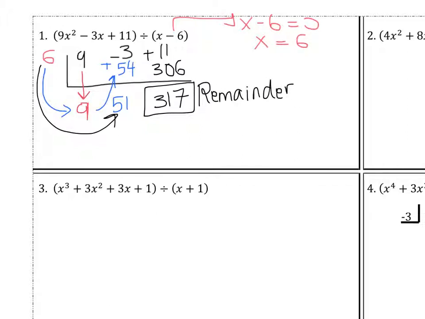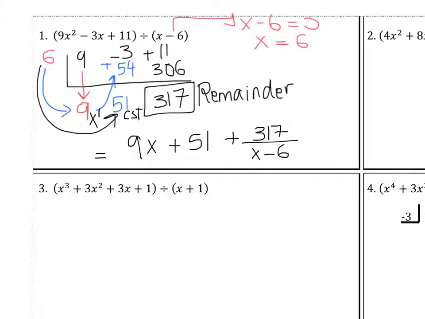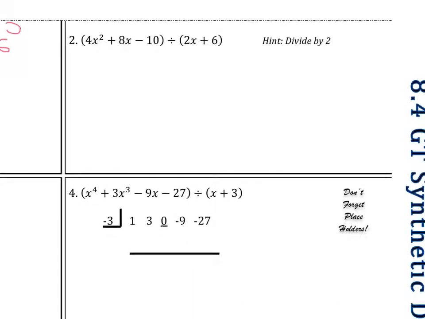So in this case, x minus 6 is not a factor since the remainder is not 0. Now, how do you write this down? Remember, every time you divide, the degree is going to go down by 1. The degree in here is power 2, so the degree of my answer is going to go down 1 and become power 1. So that's going to be x to the power 1, and then your constant. So your answer is going to be 9x plus 51 plus the remainder over the divisor. Now would be a good time for you to pause the video and try number 2 on your own.